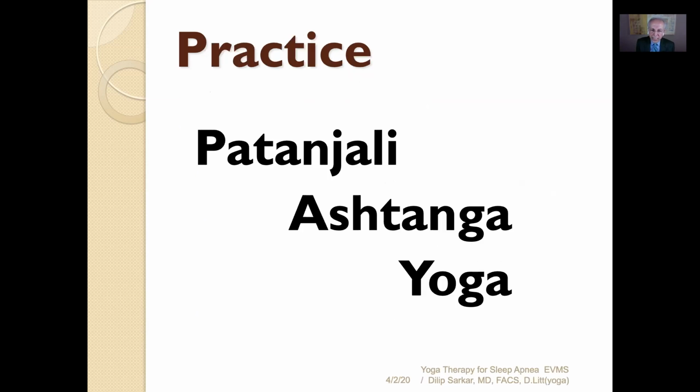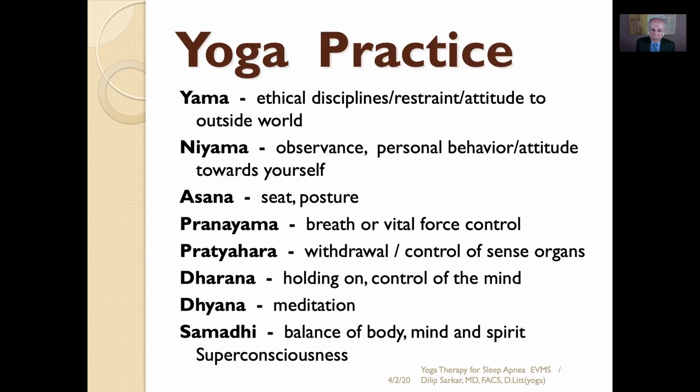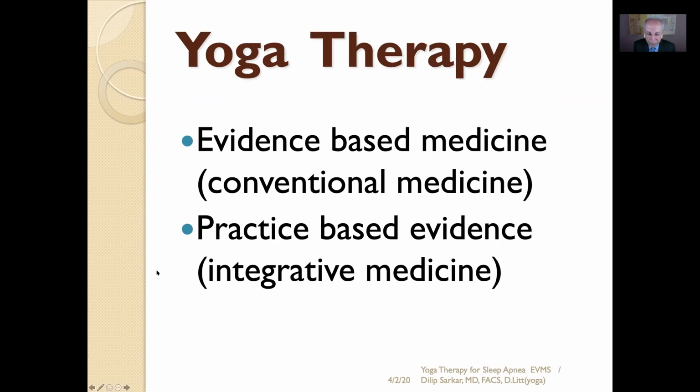It has a practice called the 8 limbs of yoga, called Ashtanga yoga. These are the 8 limbs, but most of the time we use the posture, asana, breathing, and meditation. And I'll go over with you slowly what this means. Our Western medicine, as you say, is evidence-based medicine. Show me the number, show me the data. But in yoga therapy practice, we call it practice-based evidence. It's a part of integrative medicine. And you'll see today, about 100 medical schools have a department of integrative medicine.